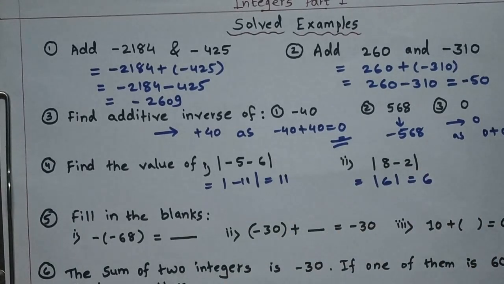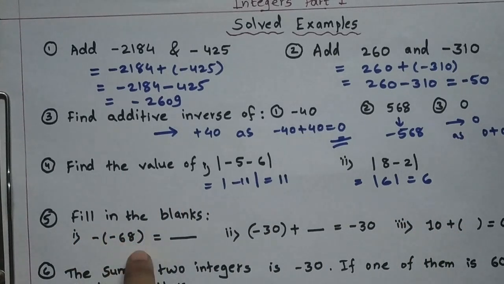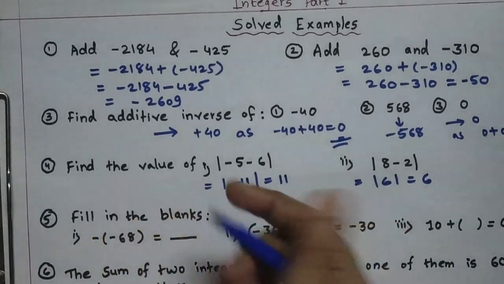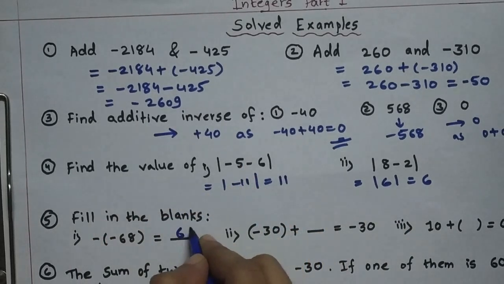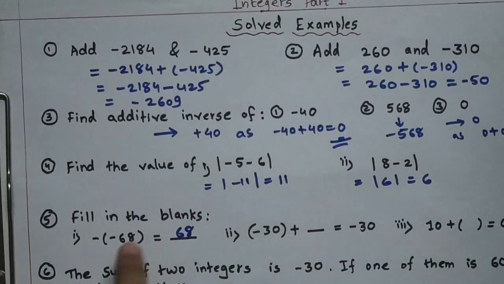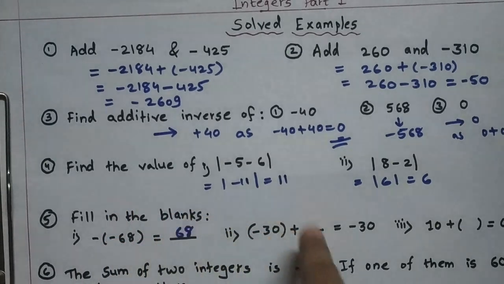Next we'll go for the fill in the blanks. Here, minus of minus 68 in brackets. Minus minus is plus, so it is just positive 68. Outside the bracket there is a minus sign, and the integer has a negative sign, so minus of minus becomes plus 68.